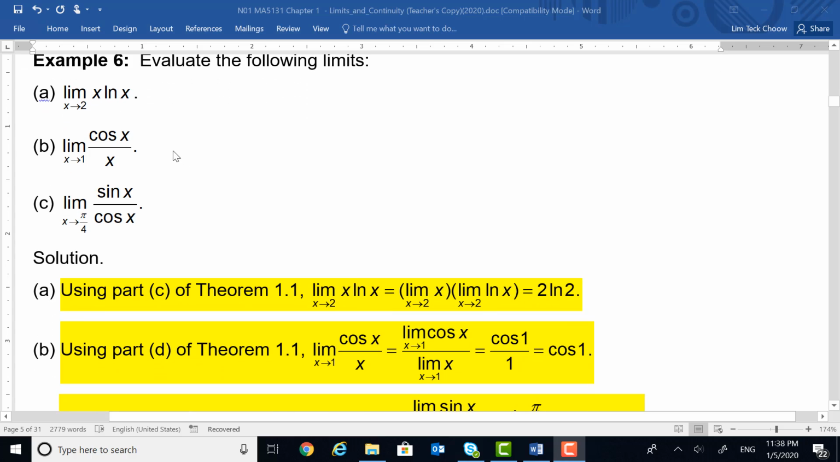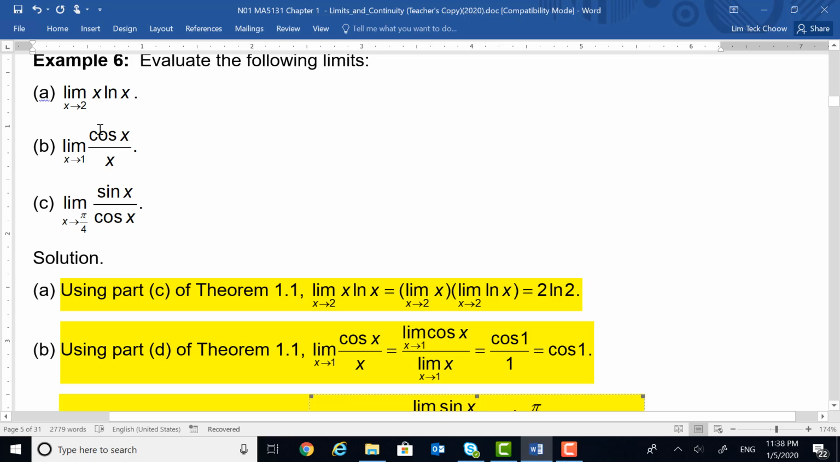Moving forward, let us look at more examples in example 6. In part A, you have the limit of x ln x. You can use Theorem 1.1 to break this up into the product of two limits. Evaluating the first, I get 2, and evaluating the second, I get ln 2. And this gives you the result for part A.